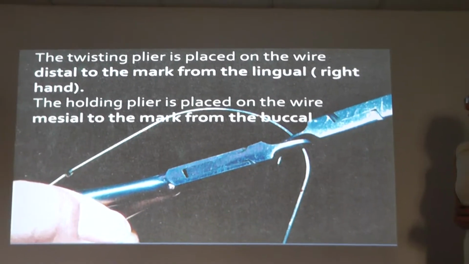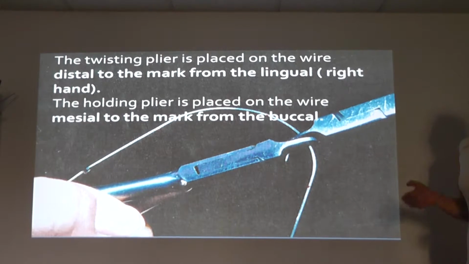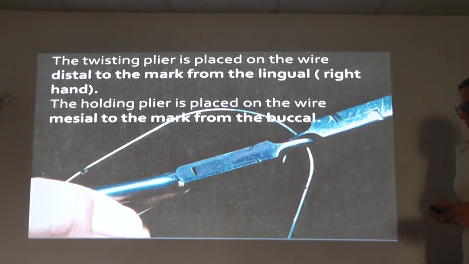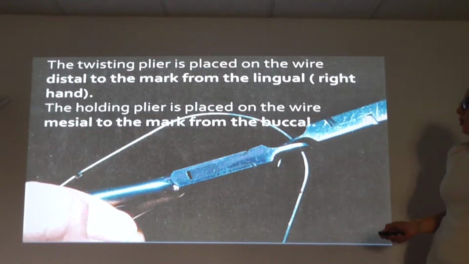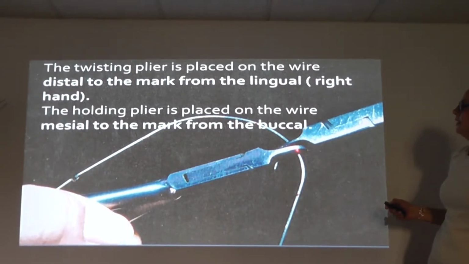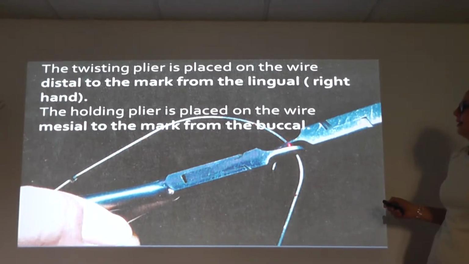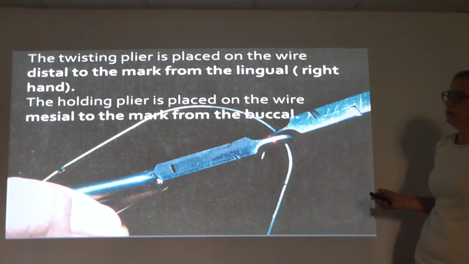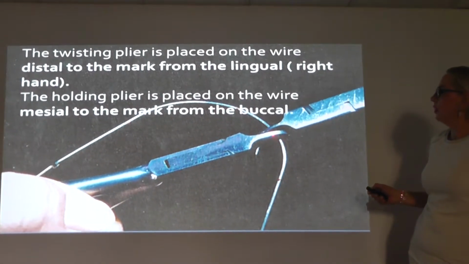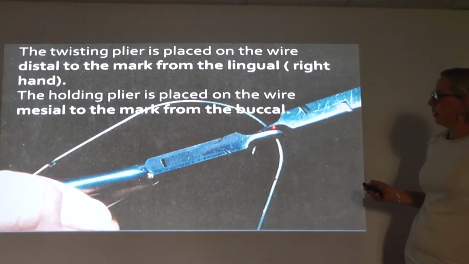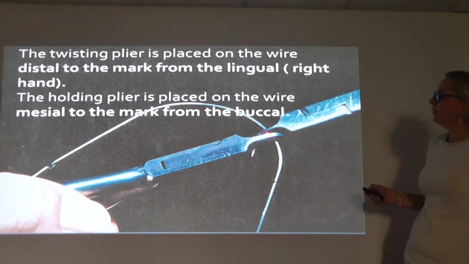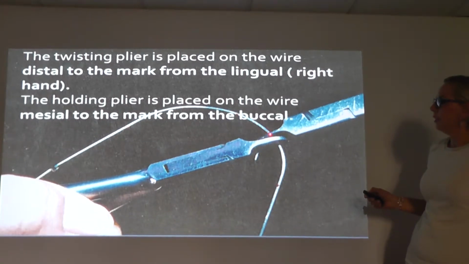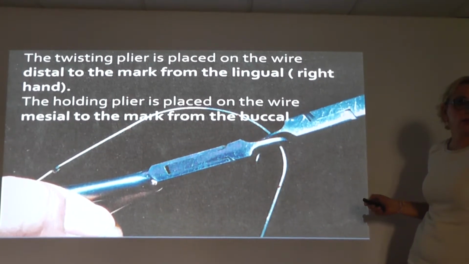The twisting plier we take in the right hand. In the right hand, this is the right hand, and twisting plier. The twisting plier has to be distal to the mark of the canine, and the holding plier we keep in the left hand. It has to be mesial to the mark and from the buccal.